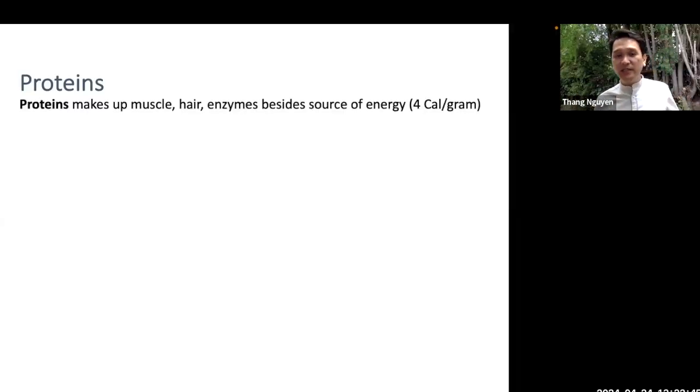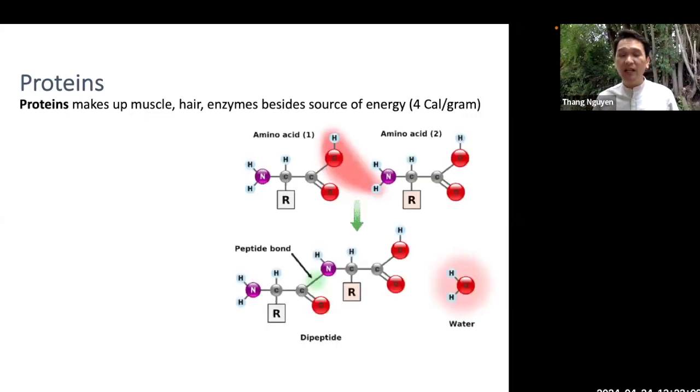And that's the last molecule that we'll talk about today, the proteins. Proteins are basically things that make up things in our body like the muscle, the hair, the enzymes. Enzymes are basically molecular machineries that make your cells function. Besides that, they are also a source of food for us because they give us 4 calories per gram, much like carbohydrates. Proteins are polymers. Remember that word? Polymers are just molecules that are made up of repeating units.